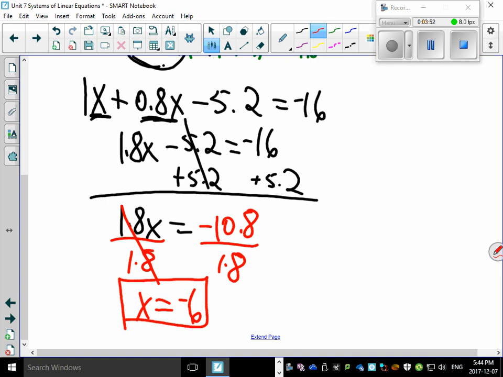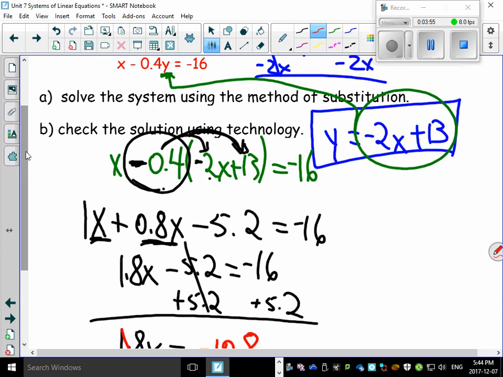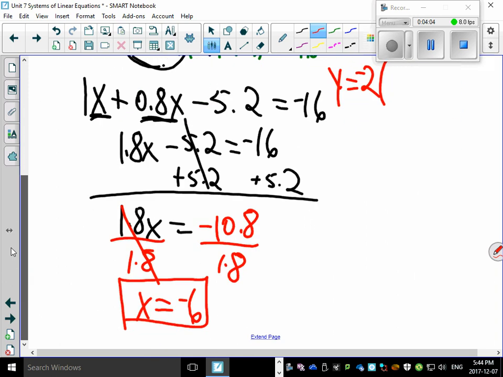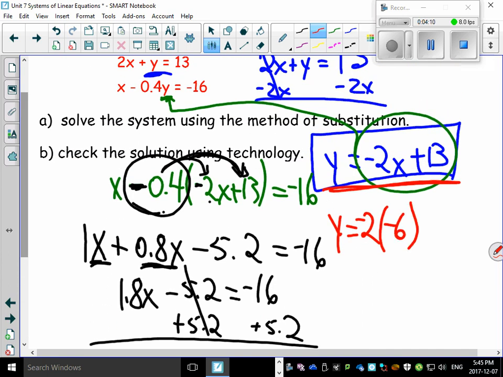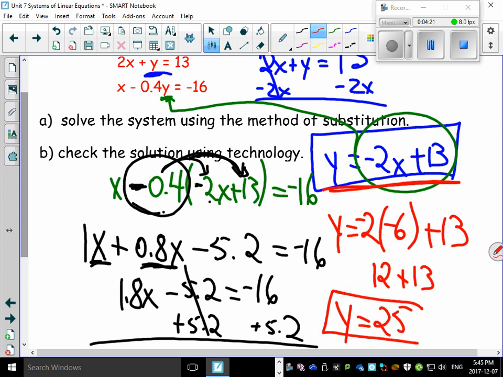Now that I know that x is minus 6, I can go back to my original equation, the one I solved for, and go y equals minus 2 times, what was it again? Yup, it was minus 6 way down there. So we're going to use that minus 6 right here. Plus 13, and look what I've got. Minus 2 times minus 6 is positive 12 plus 13, giving me y equals 25. Isn't that nice? So I've got a value of x equals minus 6, y equals 25, and that's your intersection point of that system of equations.